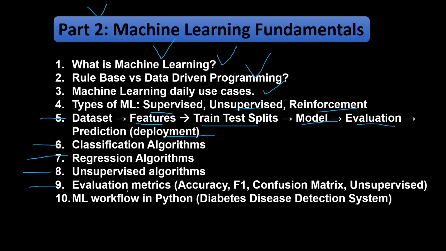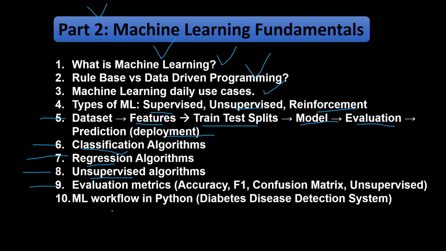For each type of model we use different metrics, such as for classification models we use different metrics, for regression type models we use different metrics, and for unsupervised learning model evaluation we use different metrics. So we need to understand all these metrics. So we will also cover the evaluation part in this video as well.